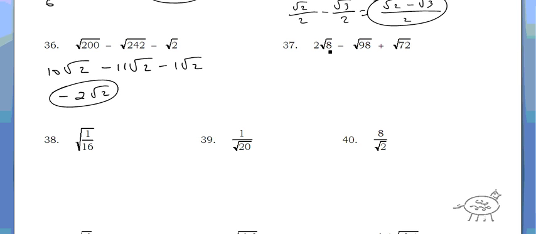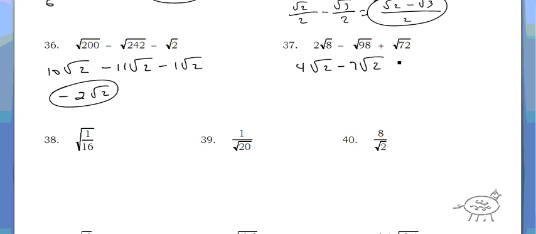Okay, root 8, it's 2 root 2, so take a 2 out. It's 2 root 2, right? It's 4 times 2, so take a 2 out, so I have 4, 2 times 2 is 4, with a 2 left over. 98 is 49 and 2.